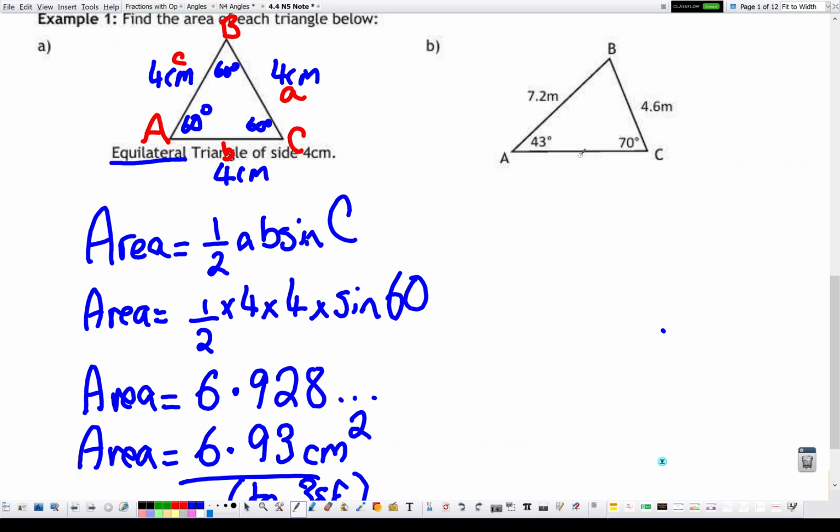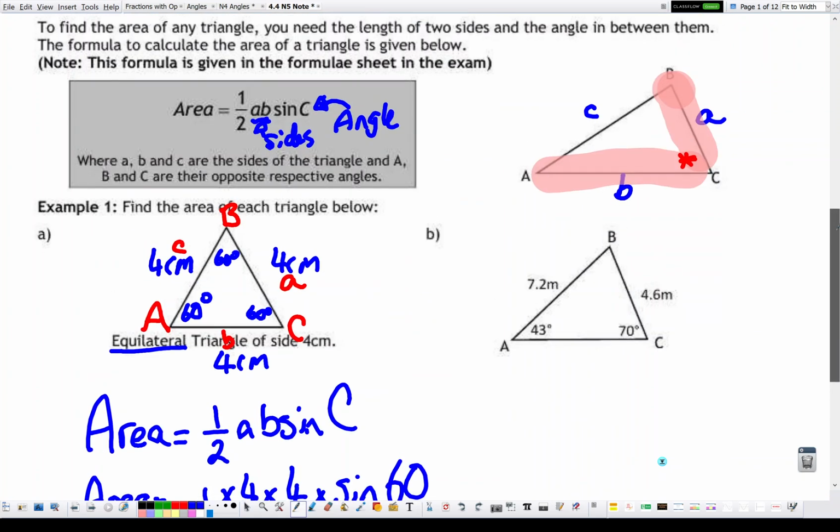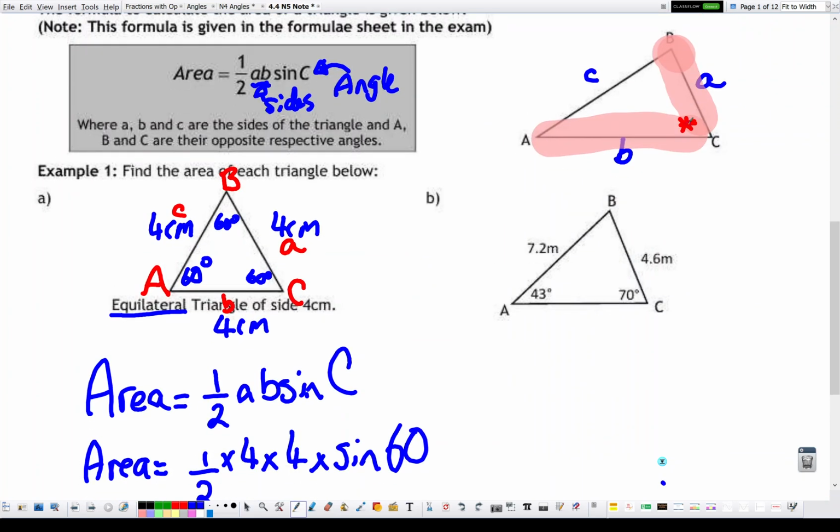Okay, so we've got a triangle here. We know two of the angles, 43 degrees and 70 degrees. We know two of the sides, 7.2 and 4.6. Now, we said from that picture that we have to have the angle that is in between two known sides in order to use this.